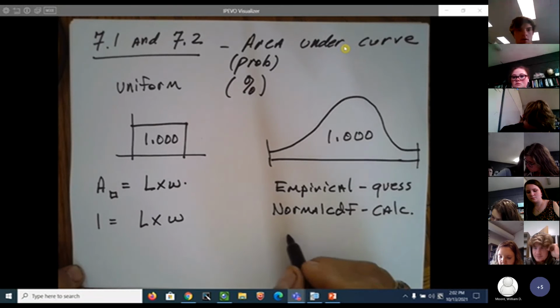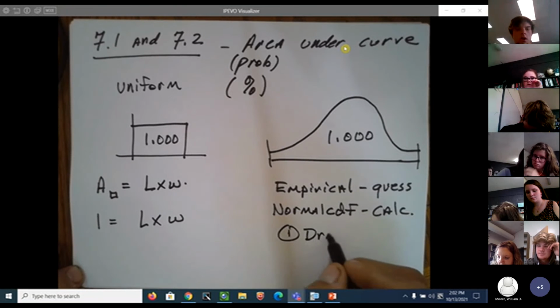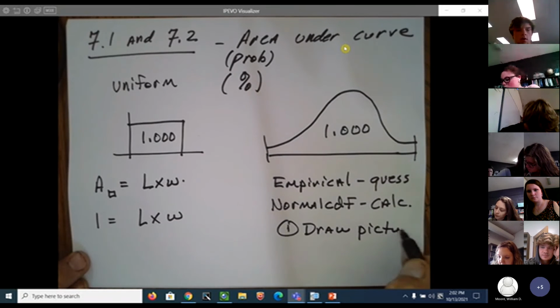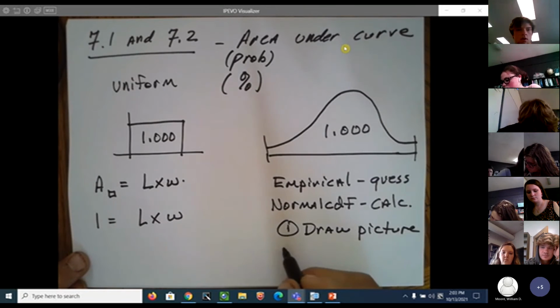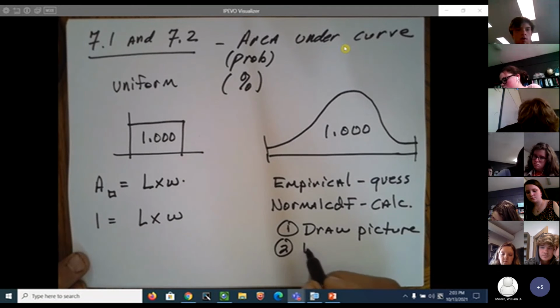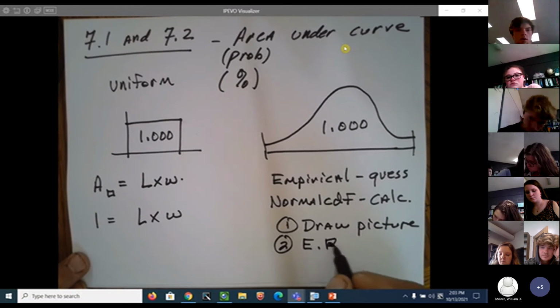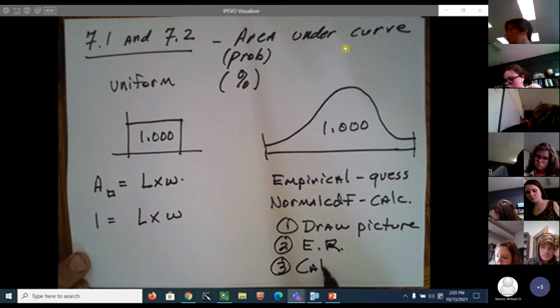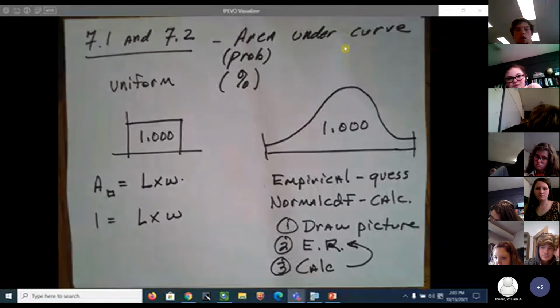You need to draw a picture first. Of course, half of you won't, but I'm going to tell you what you should do. You draw a picture first. You use the empirical rule to guesstimate, and then you actually do the calculation and check back with the empirical rule to see if the answer makes sense.